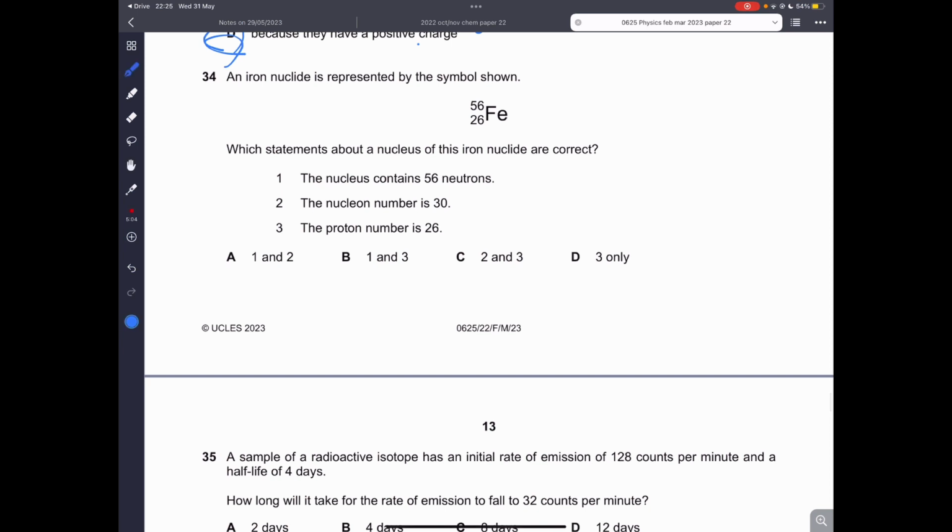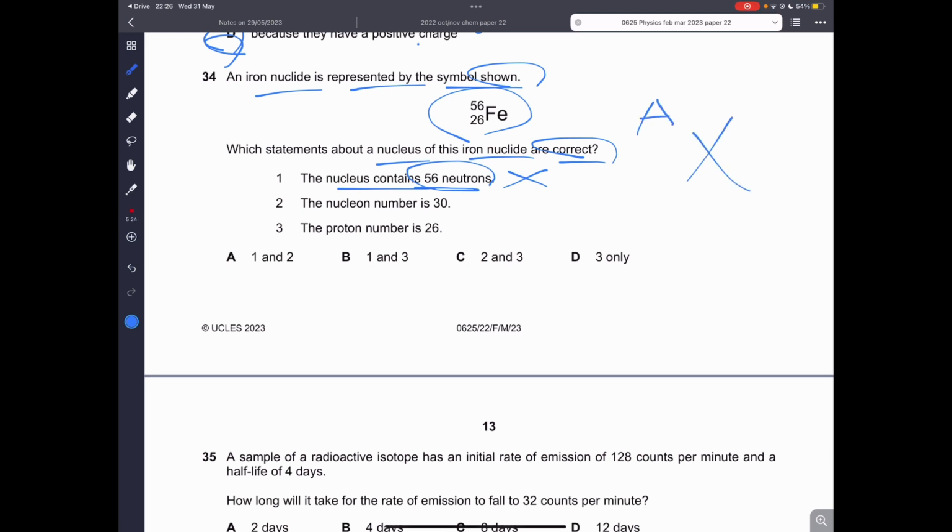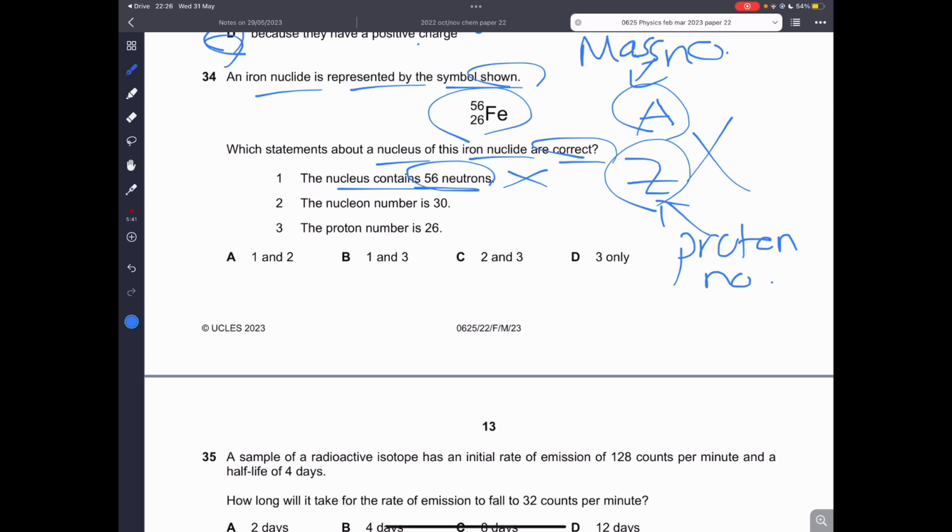34. An iron nuclide is represented by the symbol shown, 26Fe56. Which statements about a nucleus of the iron nuclide are correct? Well, the nucleus contains 56 neutrons. No, the number on the top is usually the mass number or the nucleon number. That is basically the protons plus neutrons. The bottom number, the Z, is the proton number. And so it does not contain 56 neutrons.